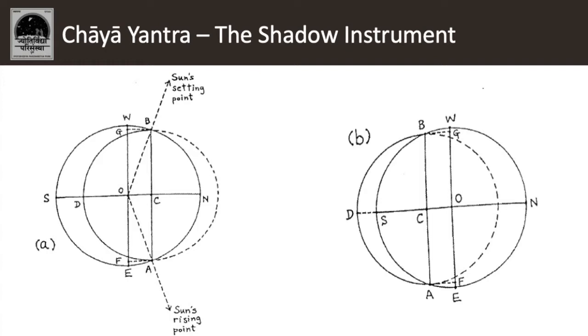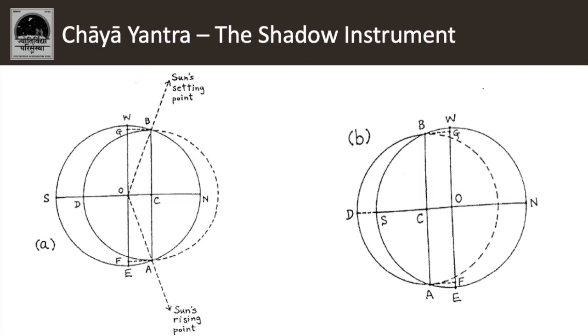It is simply the path of the sun in the sky for that day. Diurnal circle changes every day. So we have to plot the diurnal circle every day, and that is exactly what this yantra does, Chaya Yantra, the shadow instrument. Let's try to focus on the left hand side. The procedure is as follows. You consider a level circle as described earlier. Take a gnomon. Gnomon is placed at the center, which is point O.